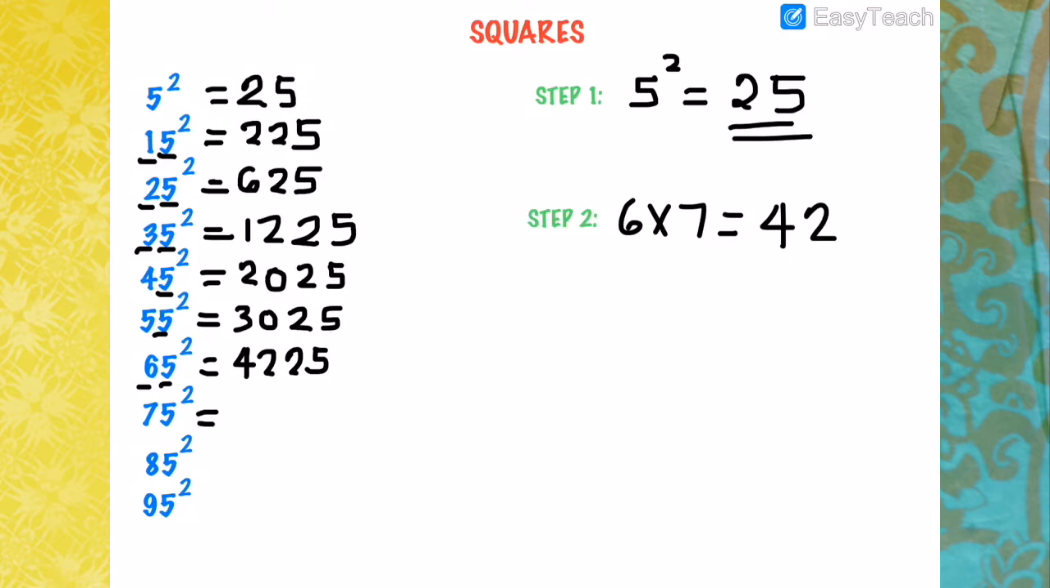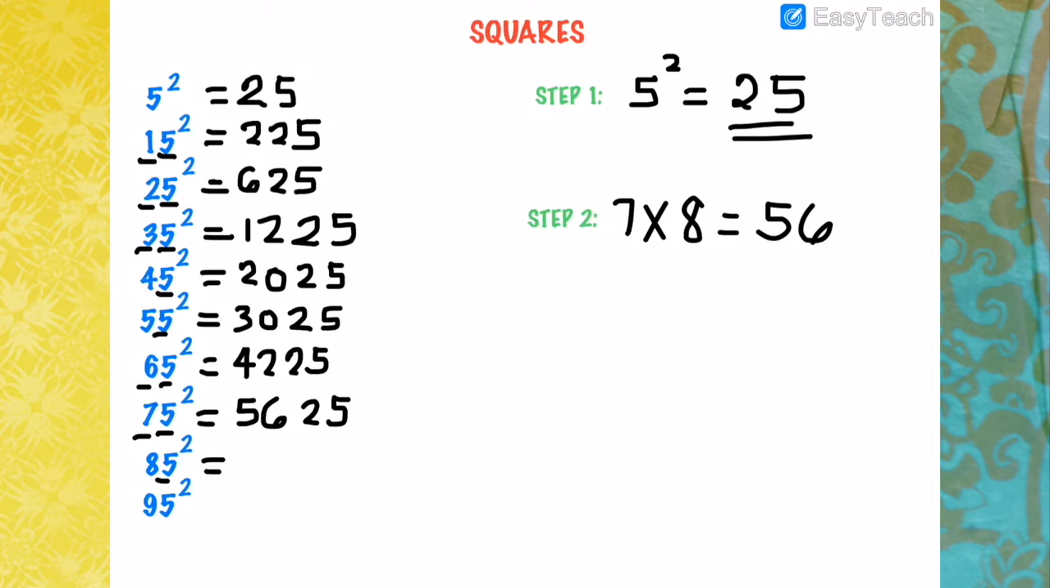Now let's continue. 75 squared. What's the first step again? That is right. Square the first number. 5 squared would be 25, followed by, that is correct, we multiply 7 by its next number, which is 8. 7 times 8 would be 56. Therefore, 75 squared would be 5625.